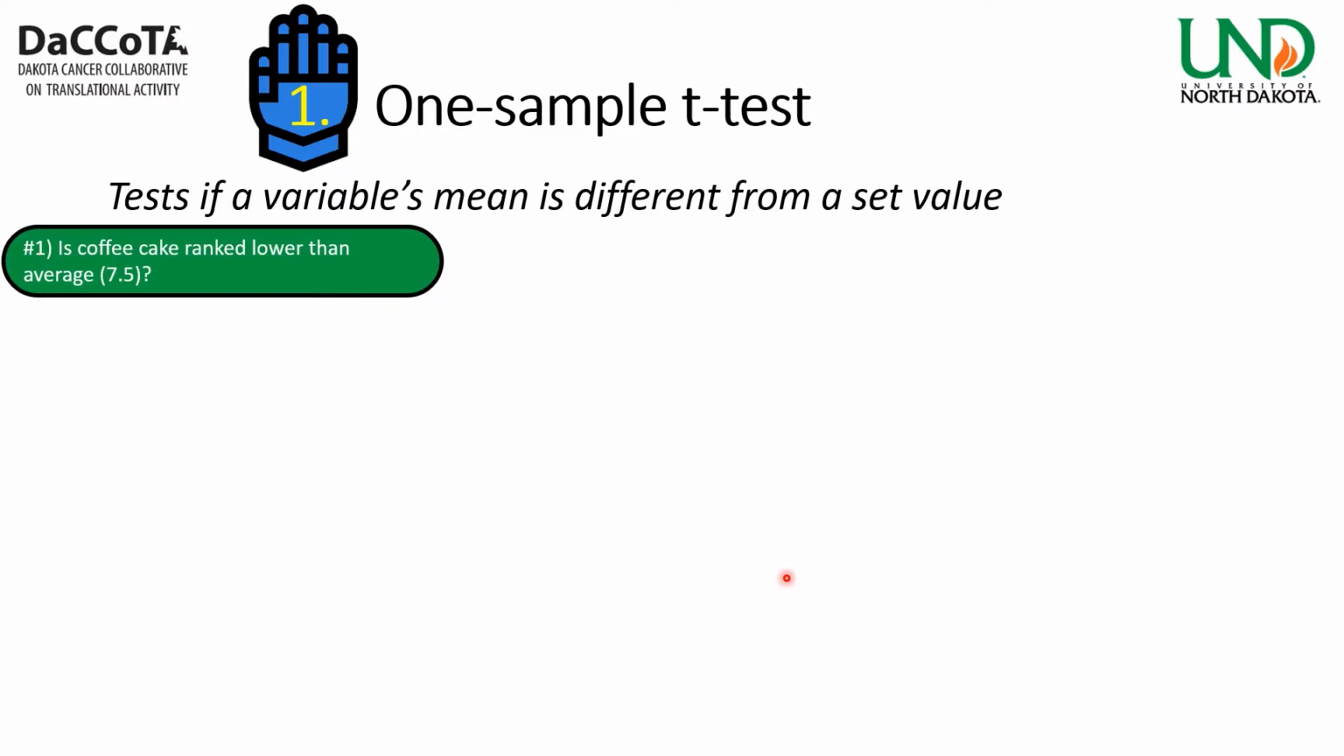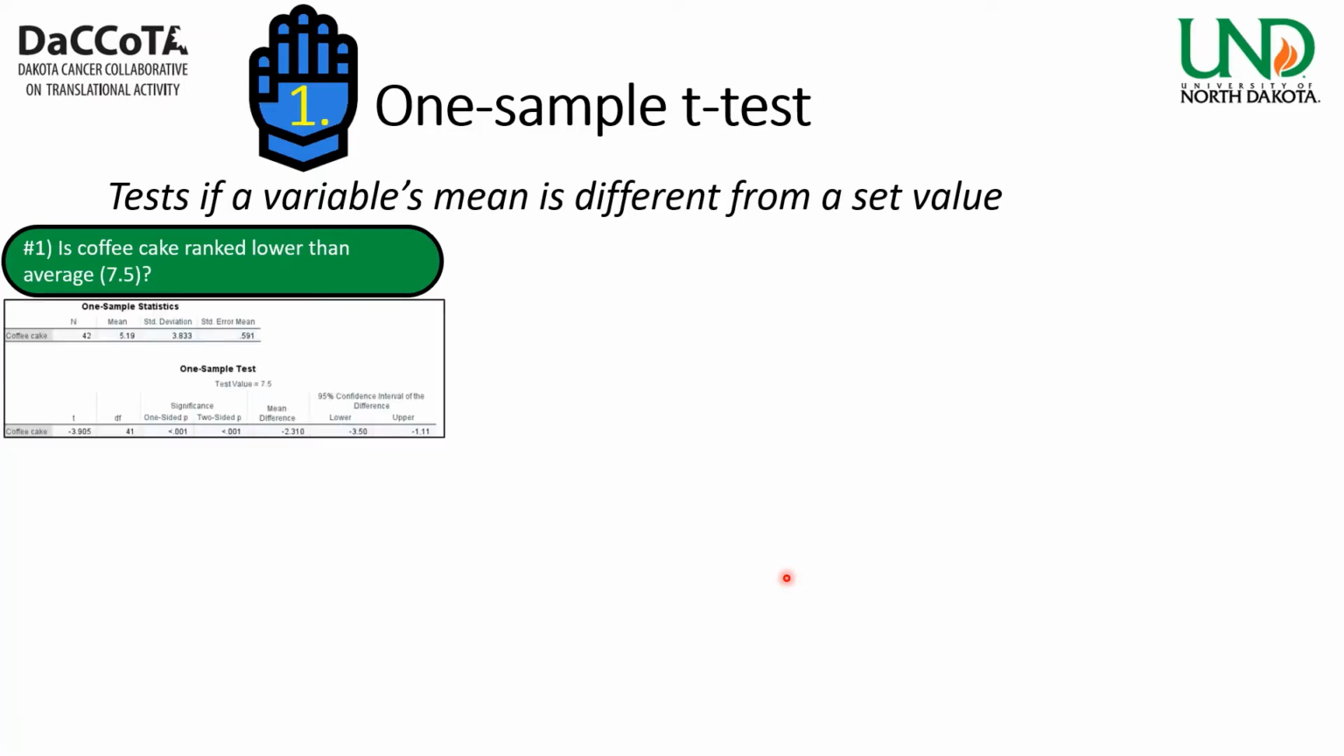For the t-test, we're going to ask, is coffee cake ranked lower than average? And average is 7.5. This was a 15-point scale. Look at coffee cake here, mean is 5.19. One sample t-test. The t-value is negative 3.079. And since we're saying lower, that's a one-sided p-test, that is indeed significant. So yes, coffee cake preference was significantly lower than 7.5, given a mean of 5.19. I'll start circling some things as well here.